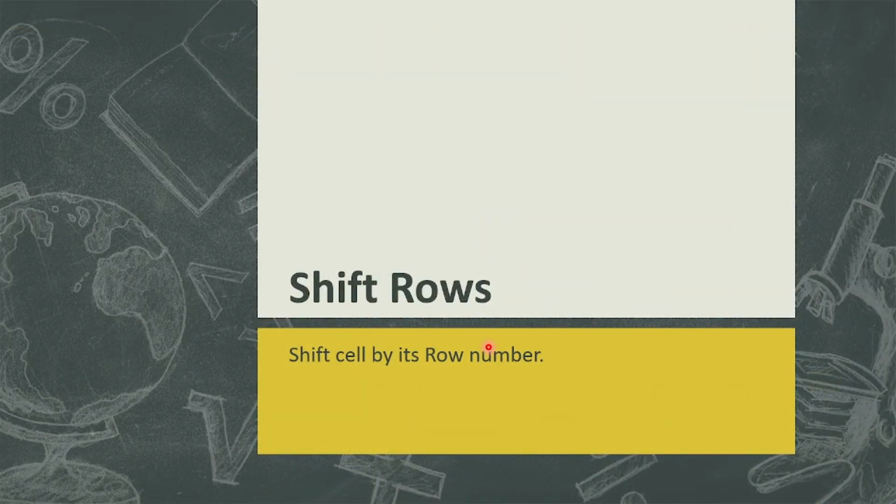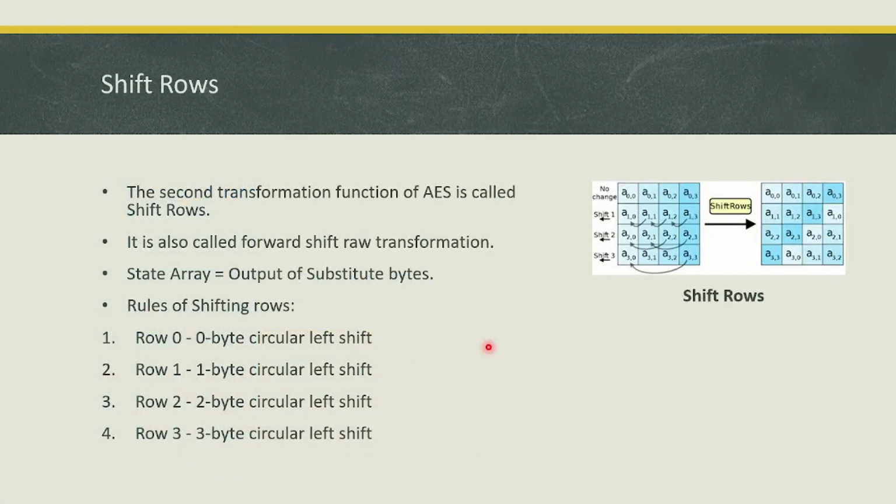Now the second step is called shift rows. It is also called the forward shift row transformation. The input of shift row is the output of substitute bytes. We have to follow these 4 rules. We perform a 0 byte circular left shift on the 0th row. You can see that we perform a 1 byte circular left shift on row 1. According to that, we perform a 3 byte circular left shift on the third row, and we are done with this step.